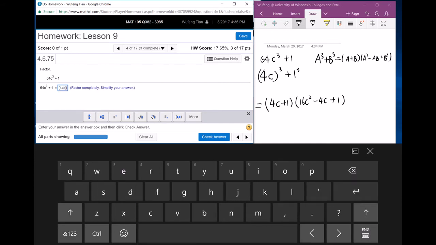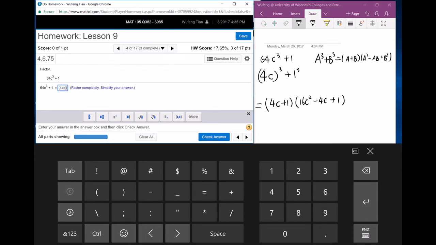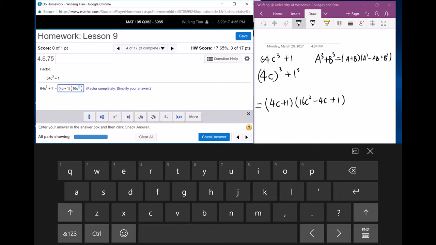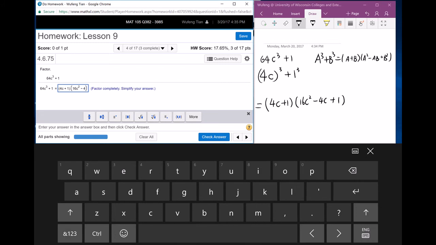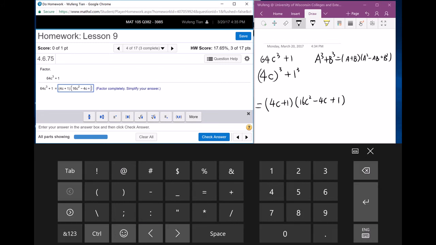So 4c plus 1 and 4c squared, which is 16c squared, minus 4c plus 1.